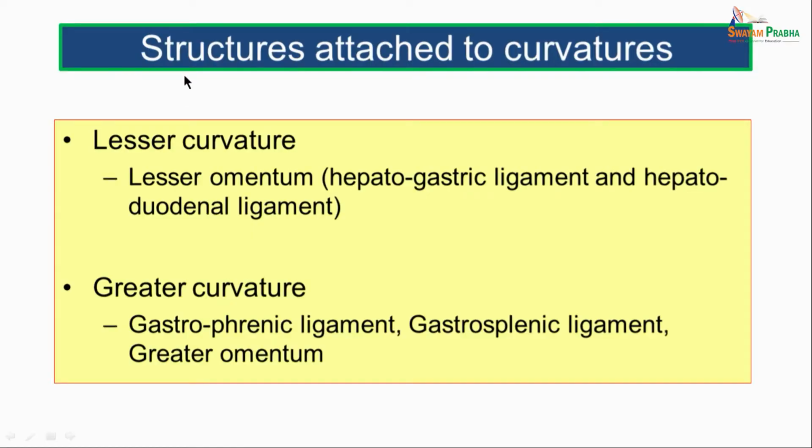This shows the structures attached to the two curvatures. Attached to the lesser curvature is the lesser omentum having two parts, the hepatogastric ligament and the hepatoduodenal ligament, whereas attached to the greater curvature is the gastrophrenic ligament, gastrosplenic ligament and the greater omentum. These are the peritoneal relations of the stomach.